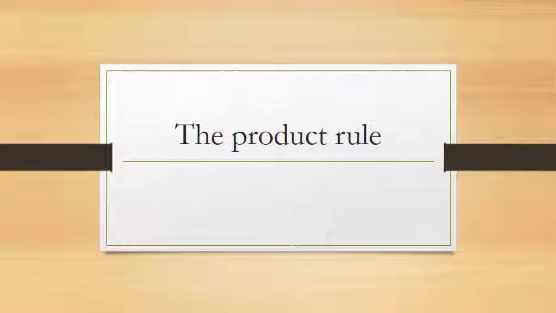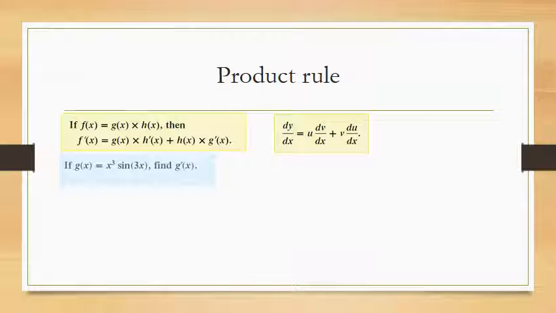Alright, we're going to look at the product rule. The product rule is when you have two functions multiplied to each other. That's the product rule, because it's a product. Now, if f of x is equal to g of x times h of x, then you take the derivative of the first one, multiplied by the other, and then you take the derivative of the second.